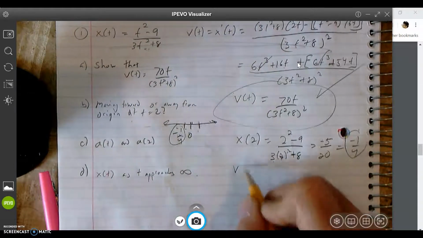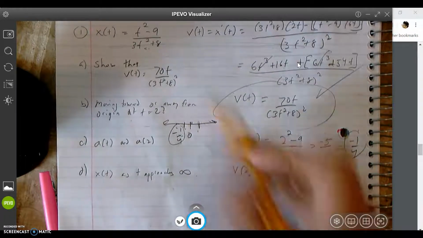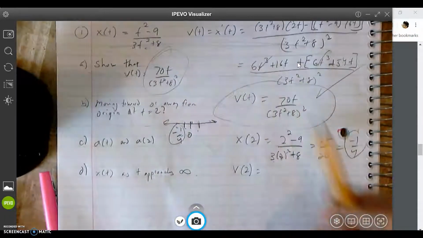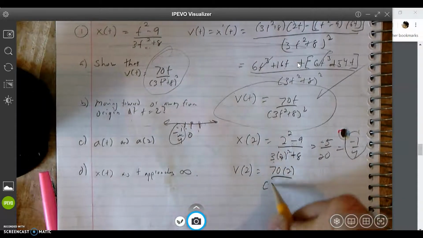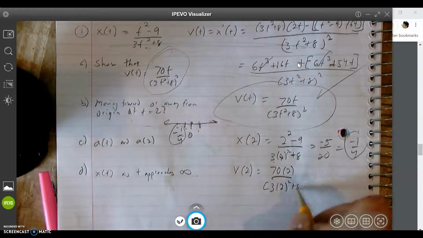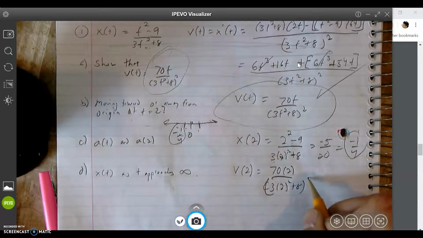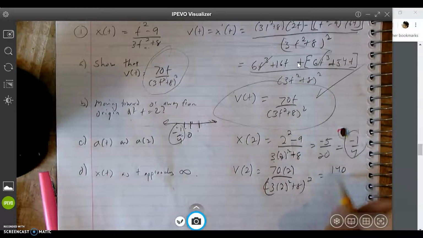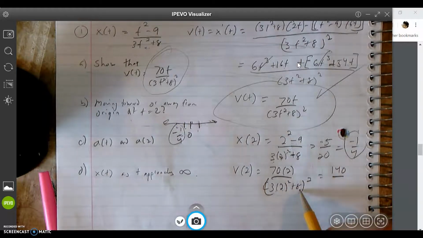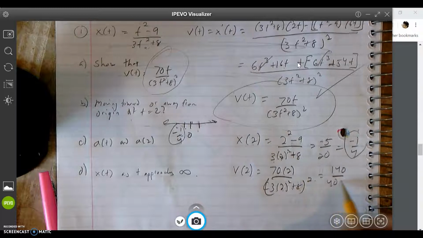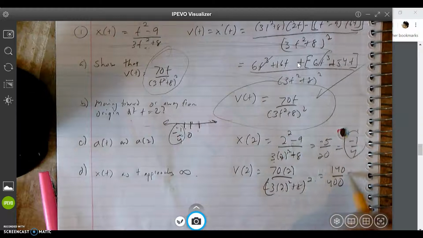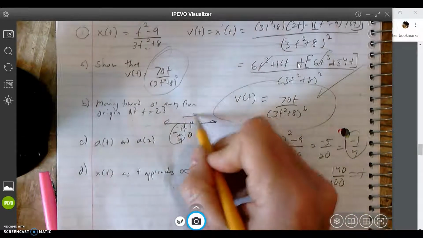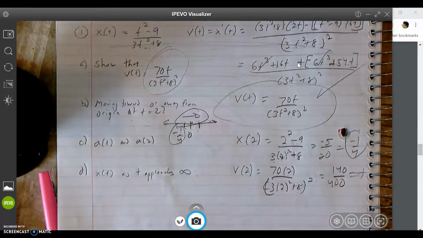So now I'm going to find v of 2. So what direction is it going? So v is this right here. We just got it. And that's the velocity. So 70 times 2 over (3 times 2 squared plus 8) all squared. So this is 140, and this is 20 squared, which is 400. So whatever this is, you don't really have to simplify it. You just know that this velocity is positive. And so the velocity is positive, and therefore the particle is moving towards the origin.